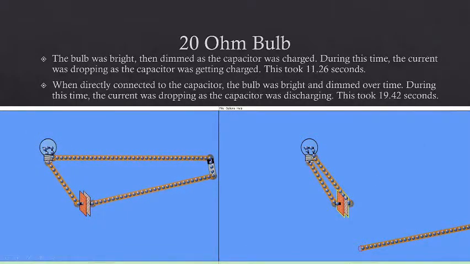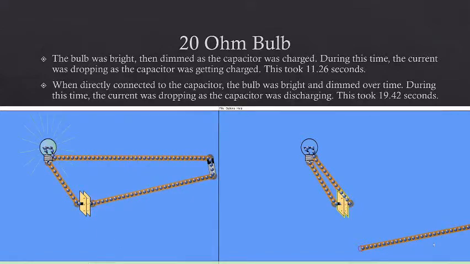So to charge the capacitor, it took 11.26 seconds, and to discharge, 19.42 seconds. This makes sense because double the resistance in the bulb means double the time to charge the capacitor or discharge it.